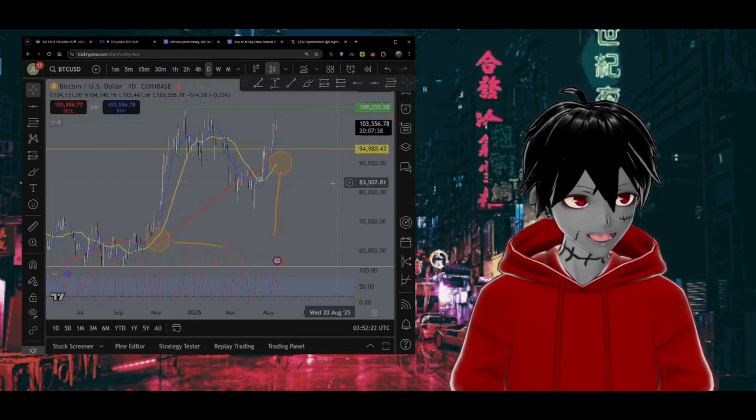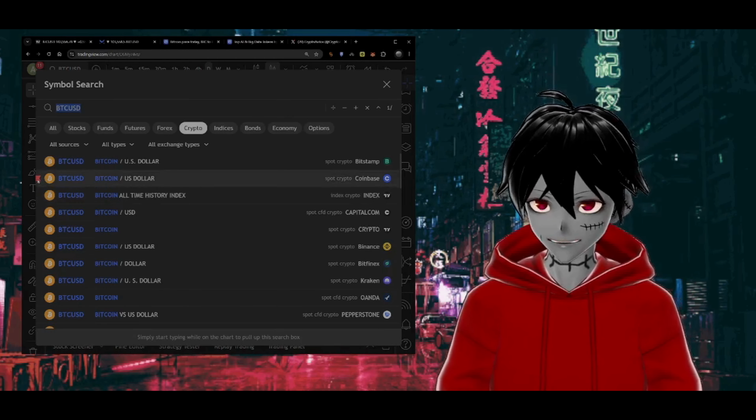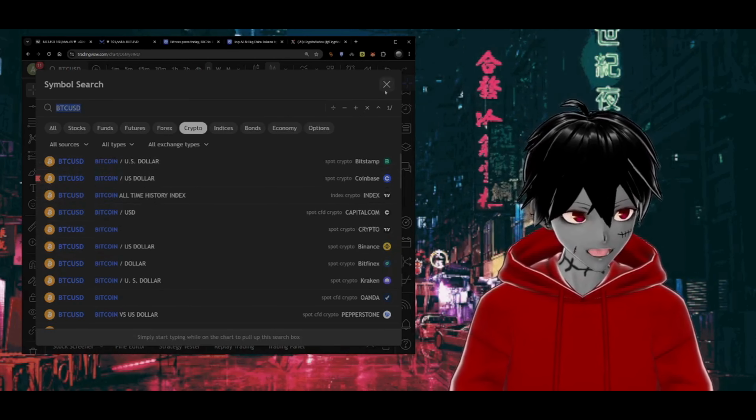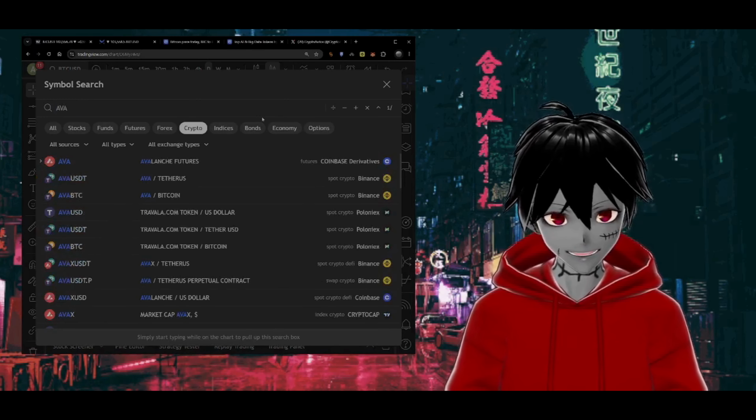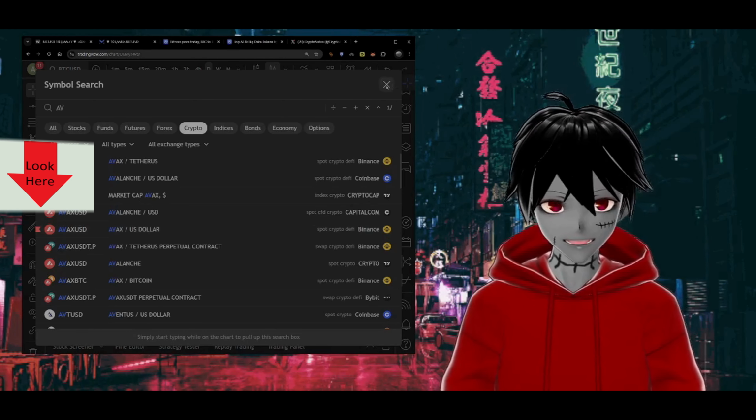Okay, the Bitcoin chart on the daily. When you're looking for coins, you can actually save and mark them, and then easily pull them up. Like, say I have Avalanche. Same thing. You see how Avalanche is marked already? So that's something you could do.